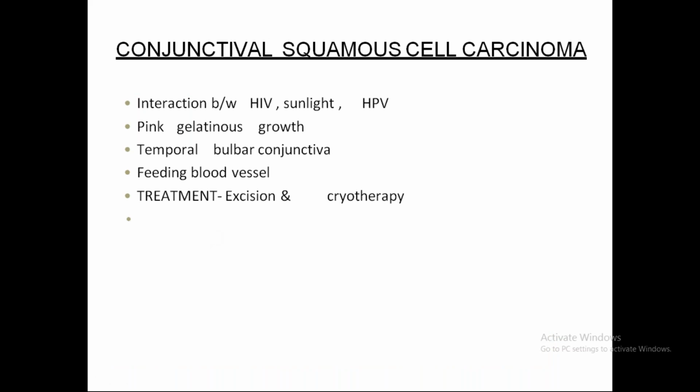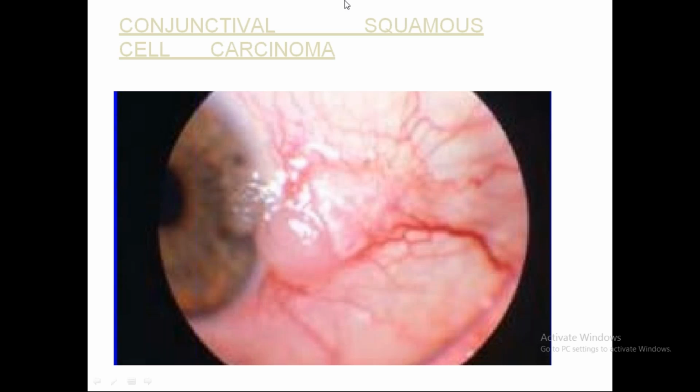Next one is, I told you there are various neoplasms which we can see in HIV patients. Conjunctival squamous cell carcinoma. So this is also called ocular squamous neoplasia. There will be interaction between HIV, sunlight and human papilloma virus. So there will be a light pink colored gelatinous growth, glistening type. Most common site is the temporal bulbar conjunctiva, and this lesion will have feeding blood vessels. So treatment is excision and cryotherapy.